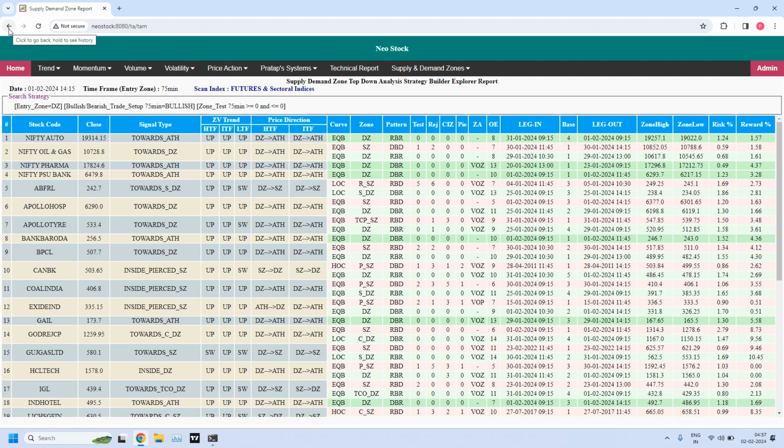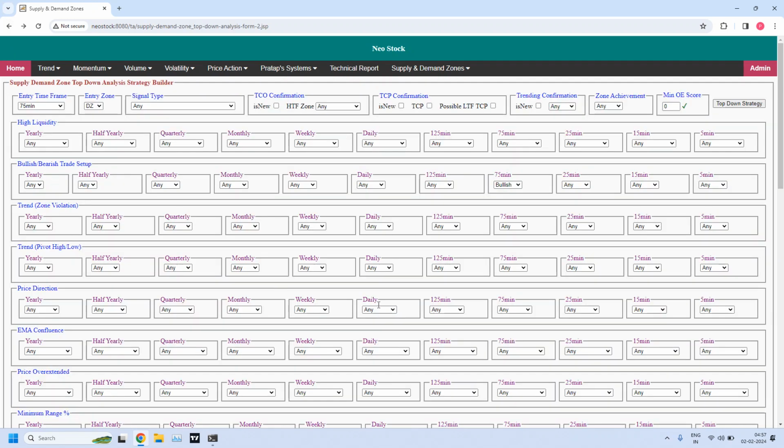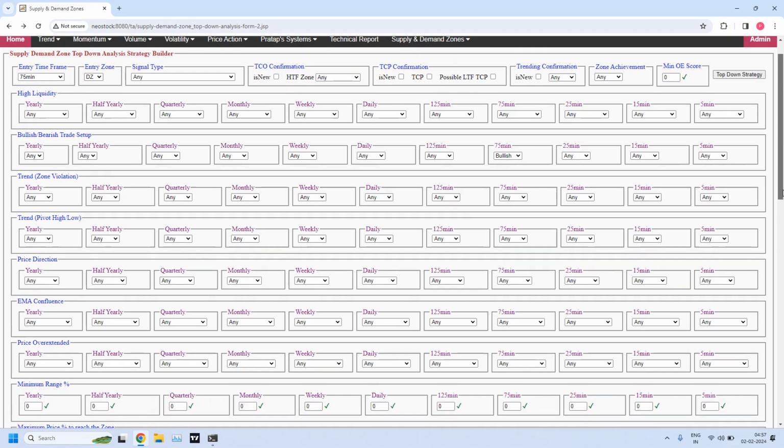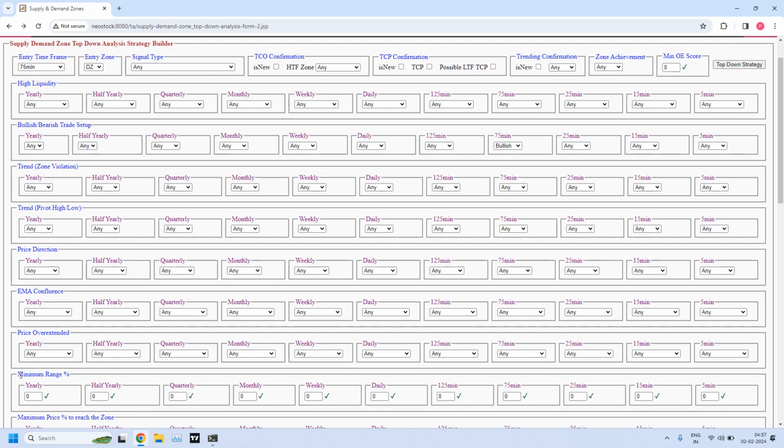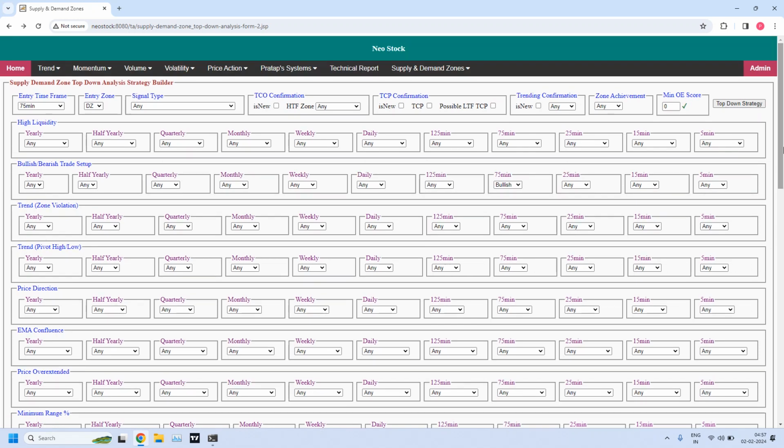So that is the reason why let us go back to our strategy builder. And here, reward. Reward means range. D to D range, distal line to distal line range. So this is the parameter, minimum range percent. Which time frame? 75 minutes. So I am setting the value as 3%. At least 3% profit margin should be there. Let me click top-down strategy.